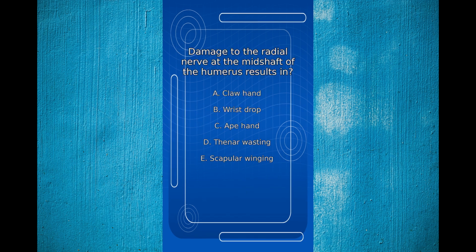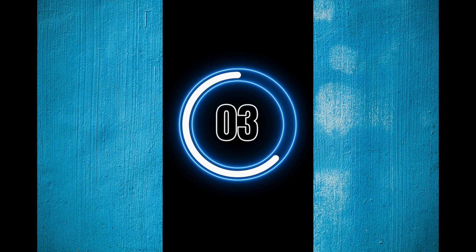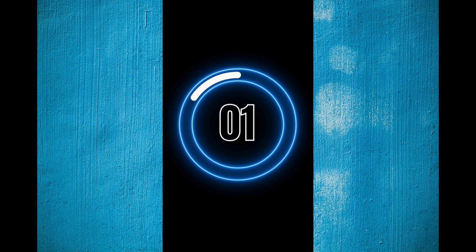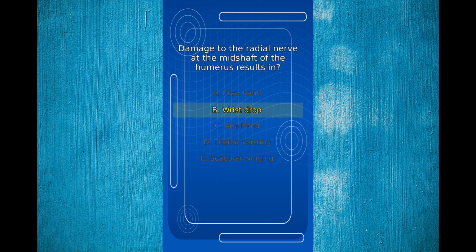Damage to the radial nerve at the midshaft of the humerus results in? The correct answer is B. Wrist drop. Radial nerve injury at the humeral shaft leads to wrist drop due to extensor muscle paralysis.